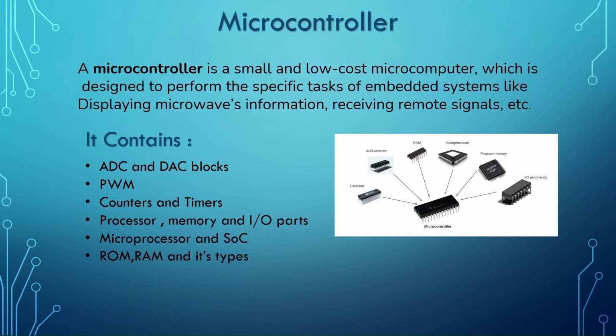A microcontroller is a small and low-cost microcomputer which is designed to perform the specific tasks of embedded systems like displaying microwaves information, receiving remote signals, etc. It contains analog to digital converter, digital to analog converter blocks, PWM, that is pulse width modulation, control counters and timers, processor, memory and input output parts, microprocessors and SoC, ROM, RAM and its types. Types of ROM include PROM, EEPROM, and masked ROM. Types of RAM include dynamic RAM and static RAM.